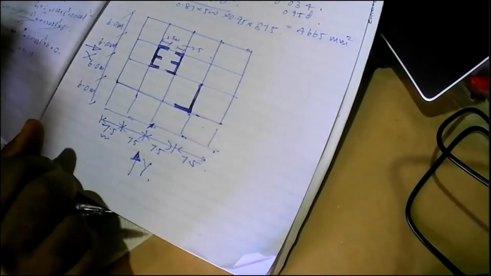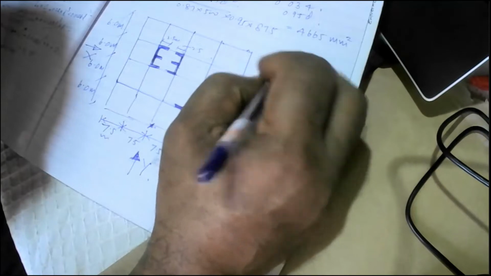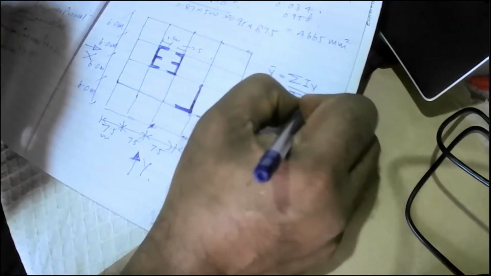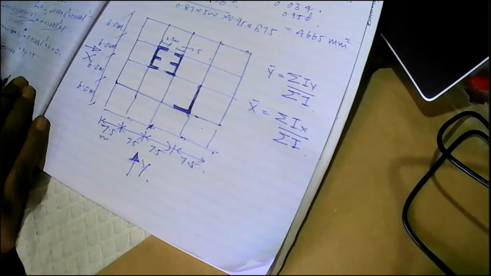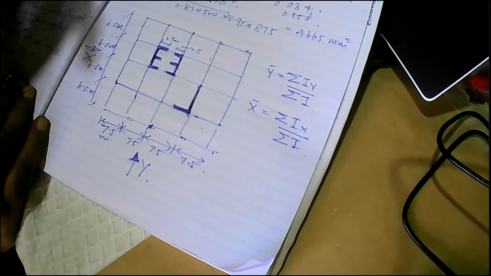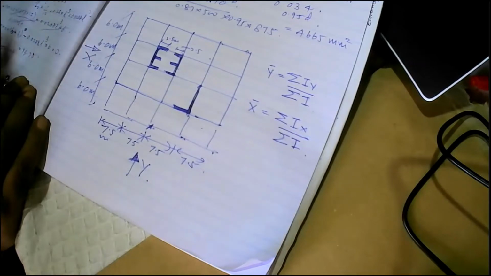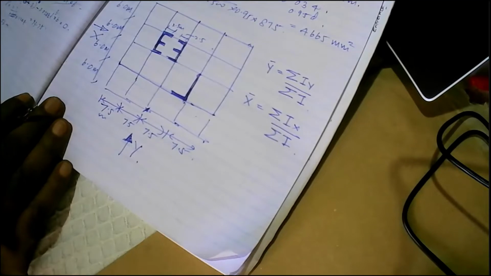And if you take moments, for an equation written as y bar equal to sigma I y over sigma I, or x bar is equal to sigma I x over sigma I. So here you can see the important parameter is not the mass but the second moment of area, because we are considering the flexural behavior of all these walls. So the important parameter that we have to consider is the second moment of area, and it's a good practice to ensure that the buildings will not have unnecessary twisting. How we avoid unnecessary twisting in the building is by balancing the building.